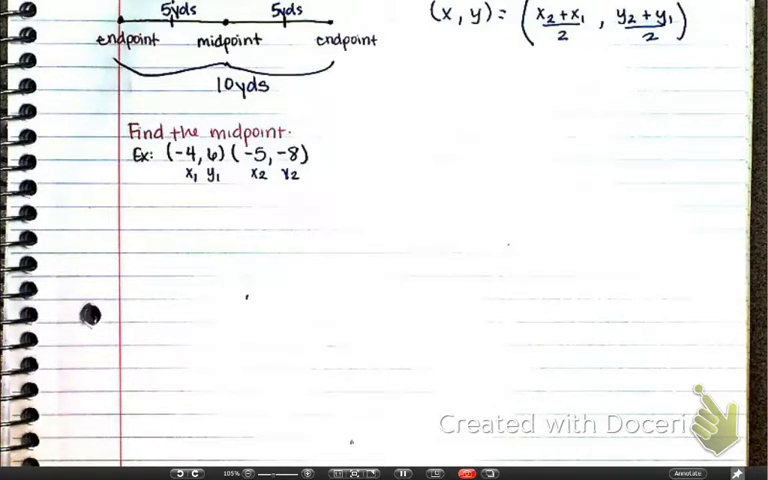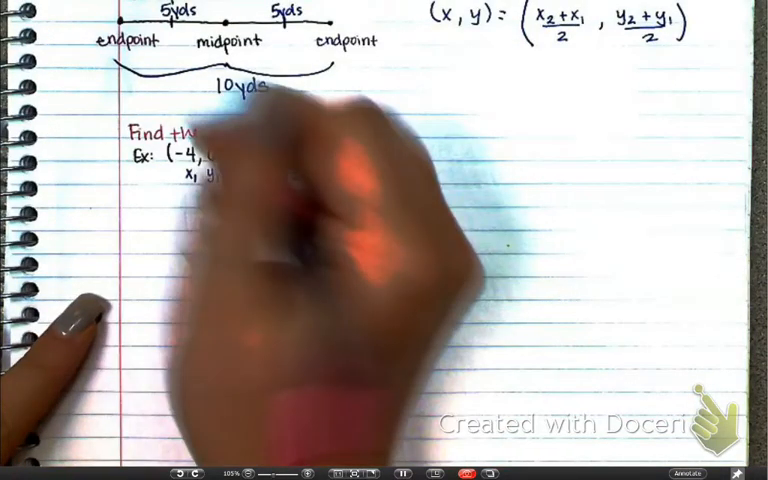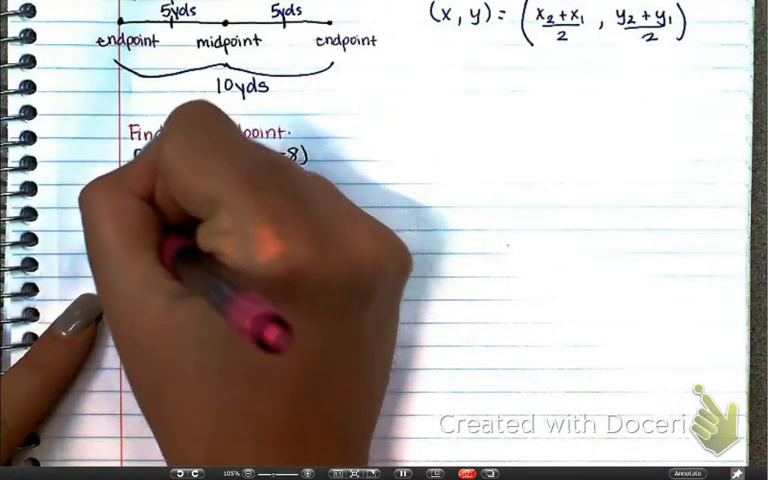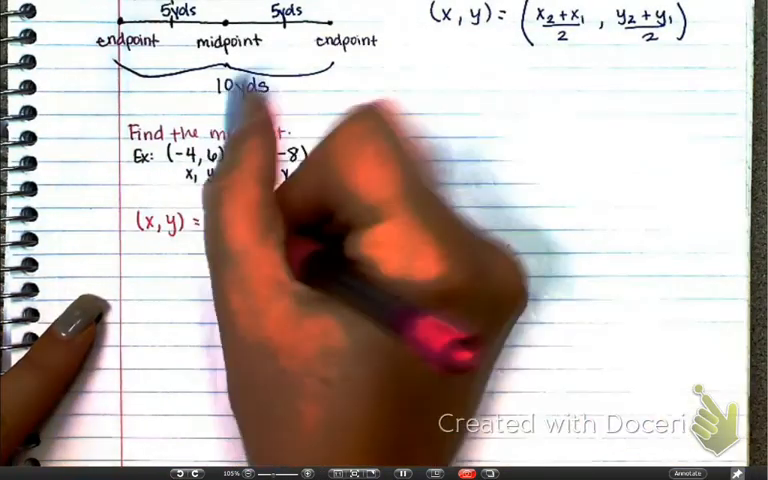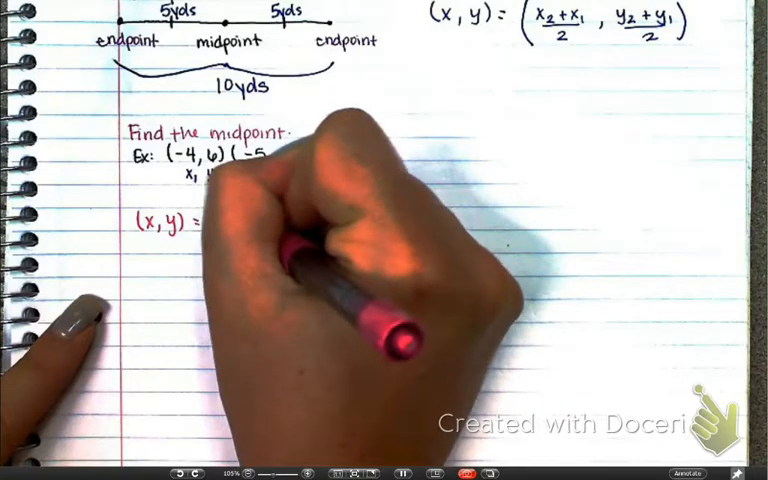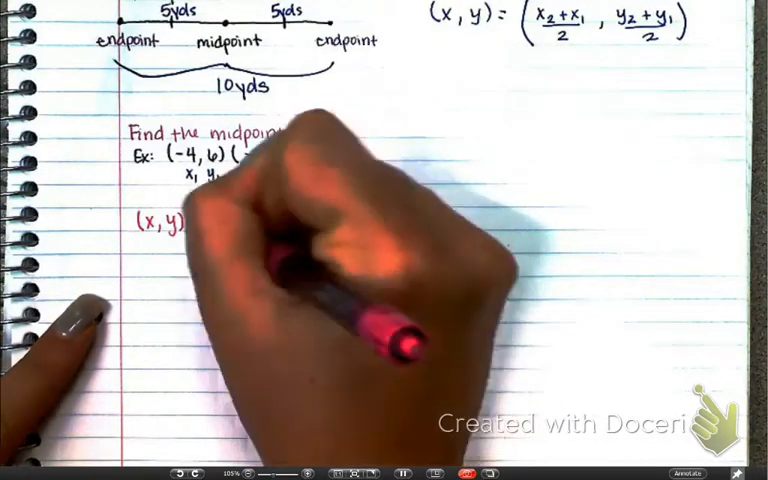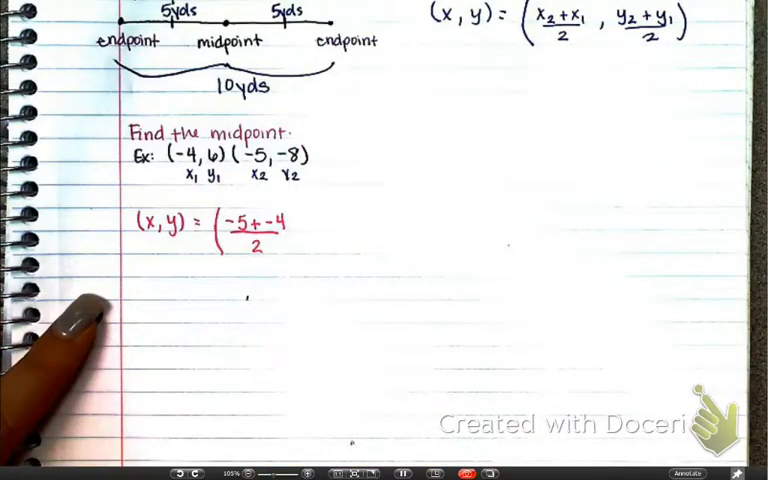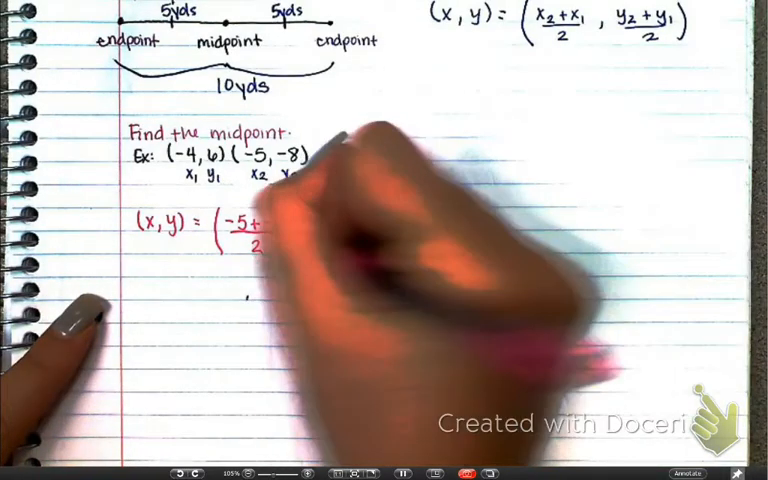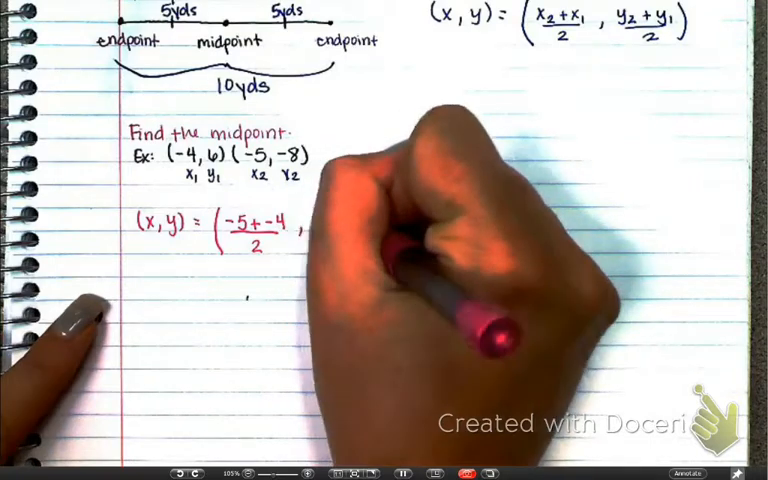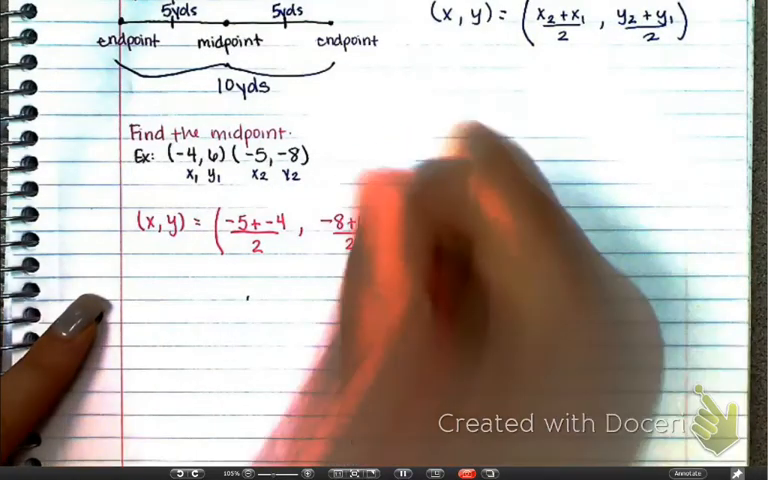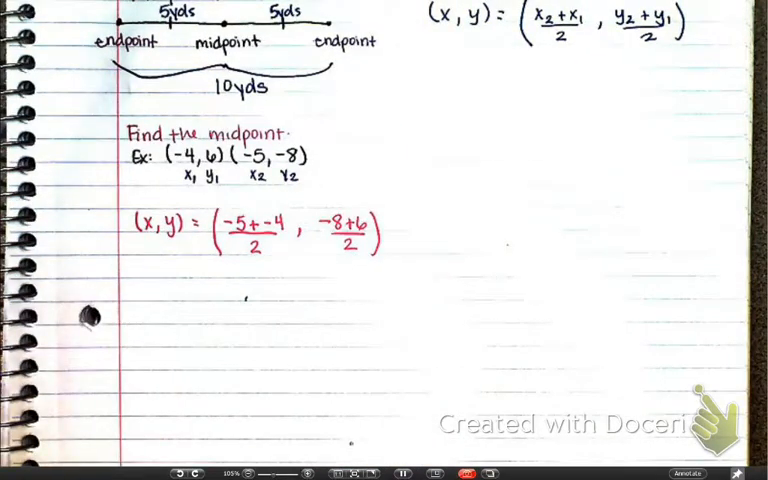Then it's plugging it into the formula. And we're going to look at this a couple different ways, but it's plugging it into the formula. So I'm searching for a point. It's going to be my x and y. And when I plug it in, I have (-5 plus -4) divided by 2, and I have (-8 plus 6) divided by 2. So I'm adding the y's and I'm adding the x's.